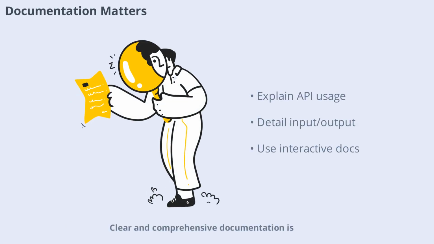Clear and comprehensive documentation is a cornerstone of successful API deployment. Your documentation should explain how to use the API, what inputs are required, and what outputs to expect. Tools like Swagger or OpenAPI can help you generate interactive documentation automatically. Good documentation reduces confusion, speeds up integration, and helps users get the most out of your data science solution.